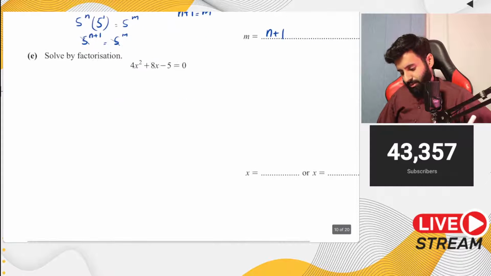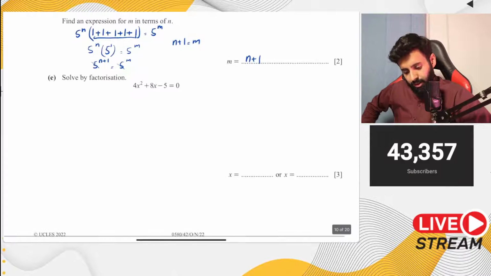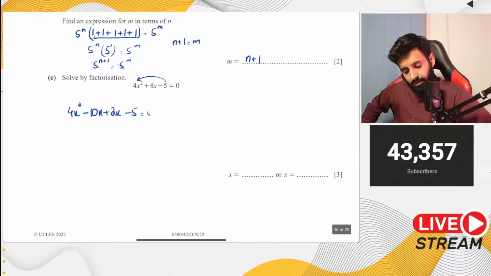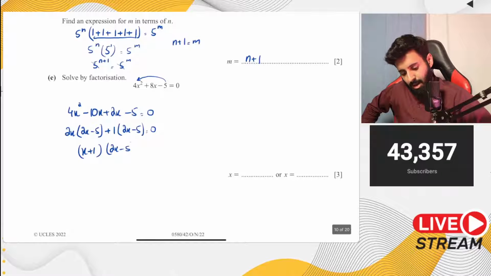Solve by factorization. Okay. So factors of minus 20 that leave you with positive 10. So that's going to be minus 10 and 2. So minus 10x plus 2x minus 5 equals 0. So we factor out 2 along with x. So we have 2x minus 5. We factor out just the 1. So we have 2x minus 5 equals 0. So now we have x plus 1 and 2x minus 5 equals 0, which means x equals minus 1 and x equals 5 upon 2.